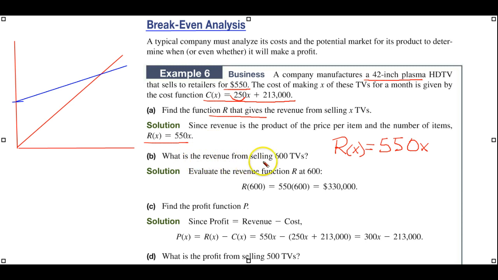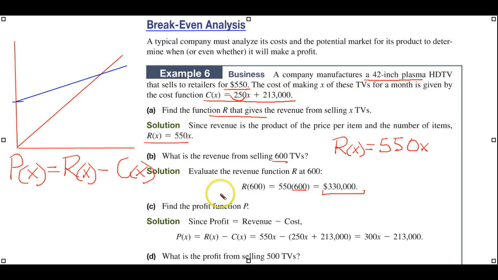Now, what is the revenue from selling 600 TVs? Well, for the x here, you plug in your 600 and you just do the multiplication, and it would be $330,000. Well, find the profit now from this function. And remember, we said the profit function was profit equals revenue minus cost. Well, we have to figure out our cost function, which we have there, and let's take a look at it. So there's our formulas, and there's our revenue minus the cost.